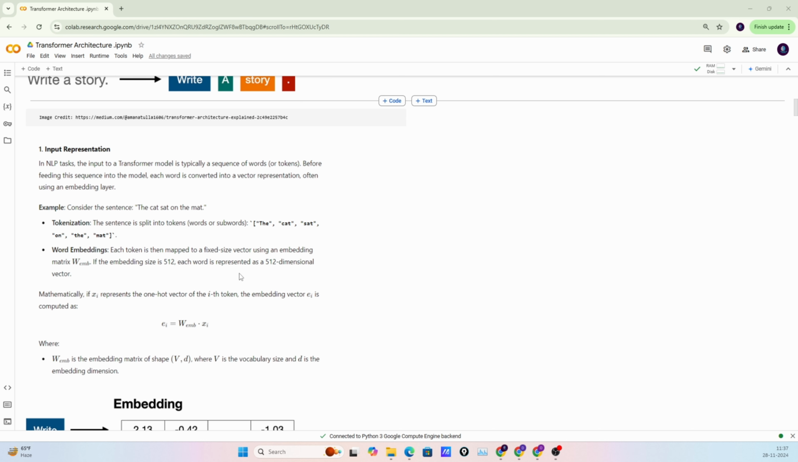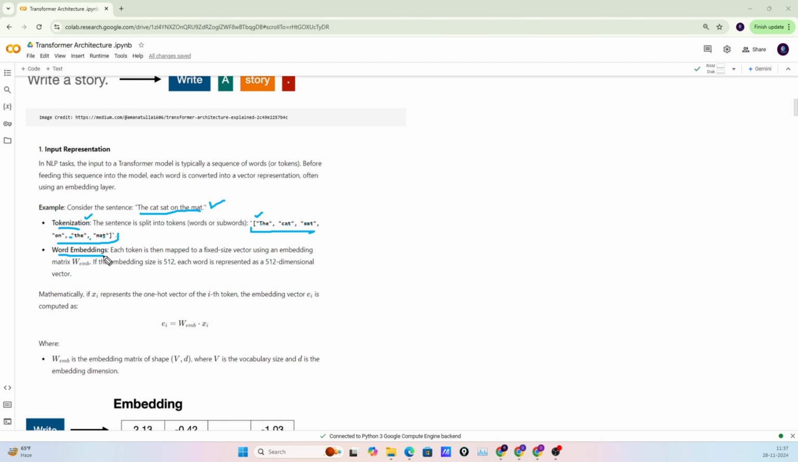So let me explain word embedding. For example, this is the sentence: the cat sat on the mat. For example, you are feeding this to your transformer. So first step, tokenization. We split our sentence into token form this way: the, cat, sat, on, the, mat. These are all tokens. Next step is the word embedding.